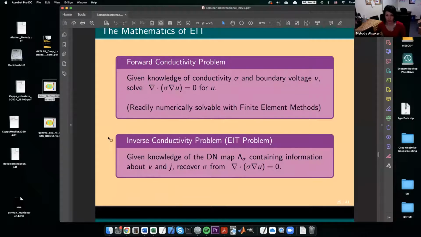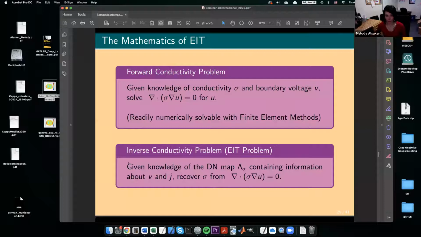So let's take a look here. What is our forward problem? What is our inverse problem? The forward conductivity problem would be if we knew the internal conductivity already, and we knew the boundary voltage distribution, we would just solve this PDE. This is not that hard of a problem. We could readily solve this using numerical techniques.